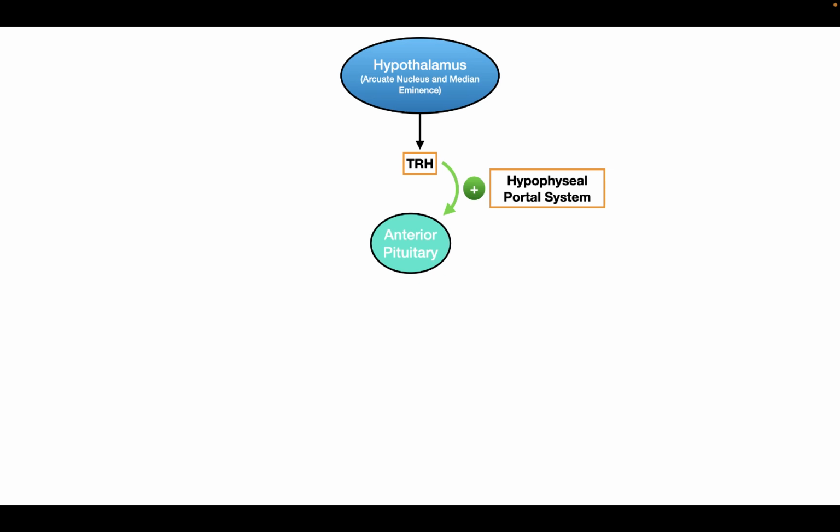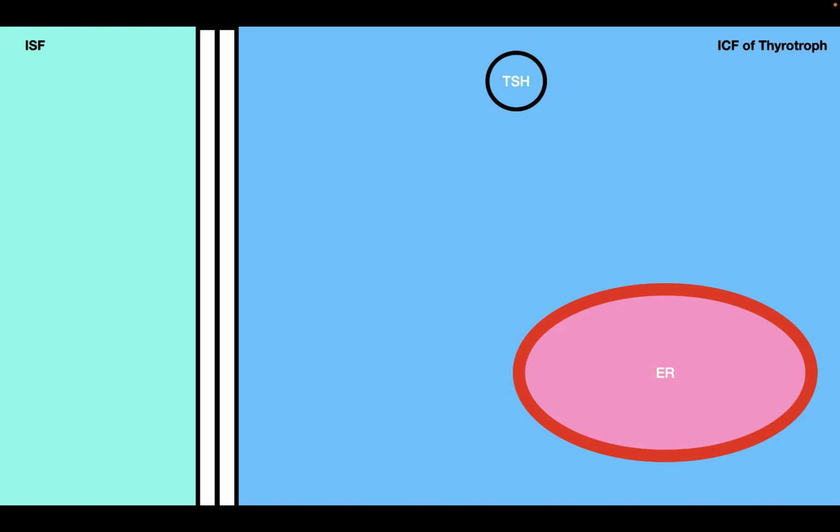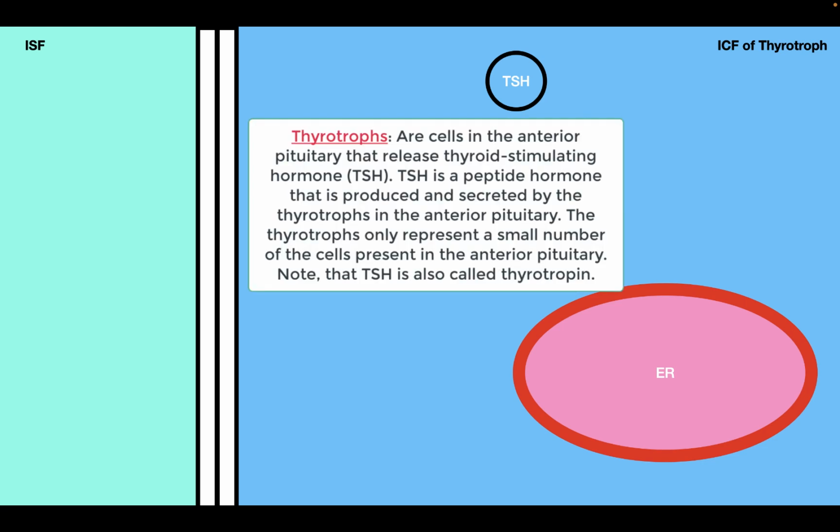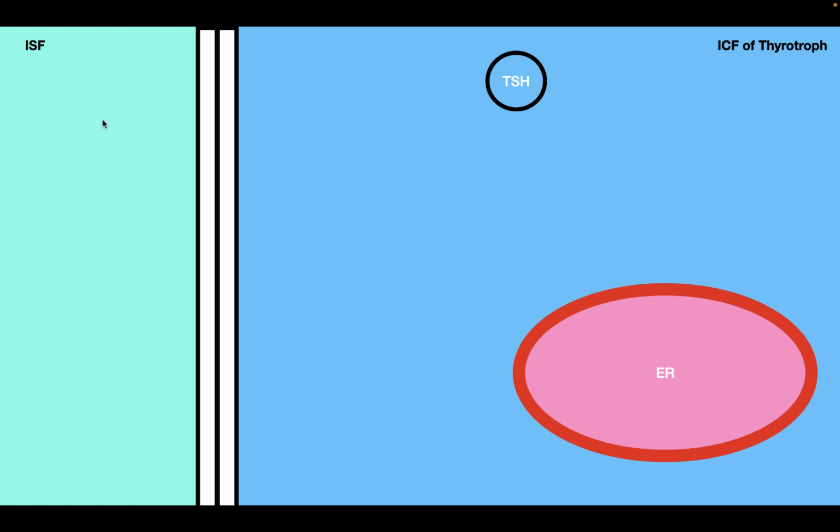So how does TRH affect the anterior pituitary gland? Well, this right here is a zoomed in view of the anterior pituitary. And specifically what we're doing here is we're only looking at one cell in the anterior pituitary. So this particular cell is going to be called a thyrotroph. And the thyrotrophs in the anterior pituitary are going to be responsible for synthesizing and releasing another hormone called TSH, or thyroid stimulating hormone. So on this diagram here, we first see two fluid compartments.